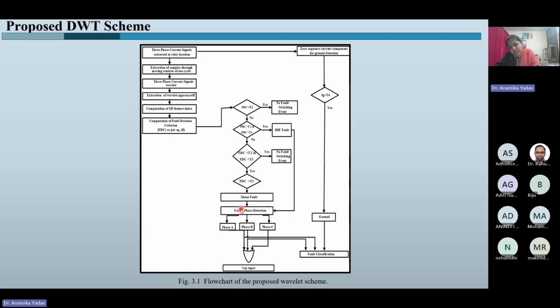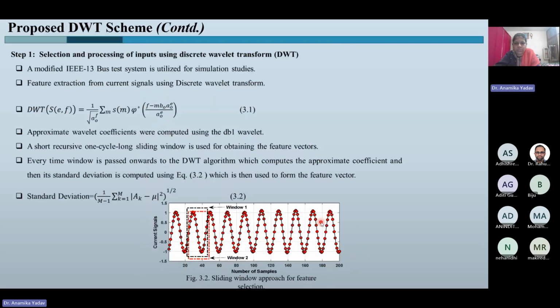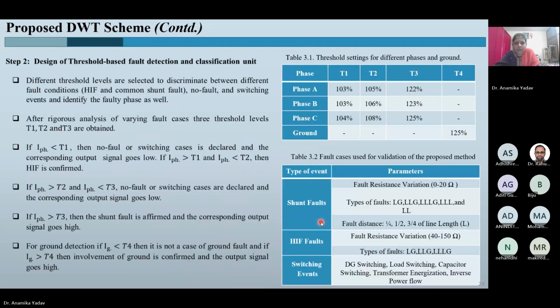So if there is a low impedance fault, individual phase currents will be studied to detect the presence of fault in individual phases, and ground will be studied with a threshold function greater than T4, and accordingly the fault classification output will be produced. So we will see how it works. The main thing is to check how the threshold function is decided. So herein we see that for a low impedance fault, if it is greater than T3, then they all are considered to be low impedance shunt faults.